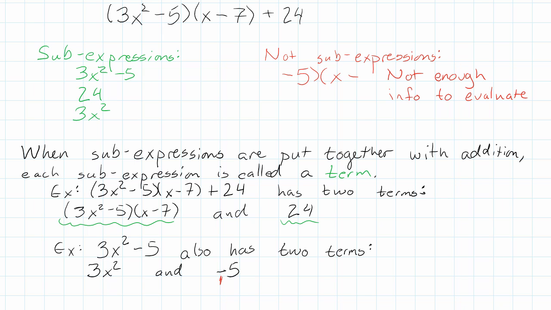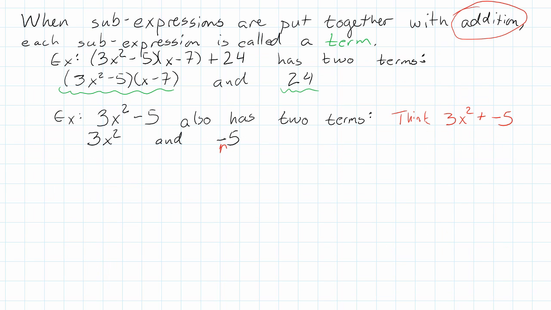Where did the negative come from? Well, remember that terms are put together with addition. So we would have to think of 3x squared minus 5 as 3x squared plus negative 5. We should always think of subtraction as adding the opposite, and then the negative sign is actually part of that term.